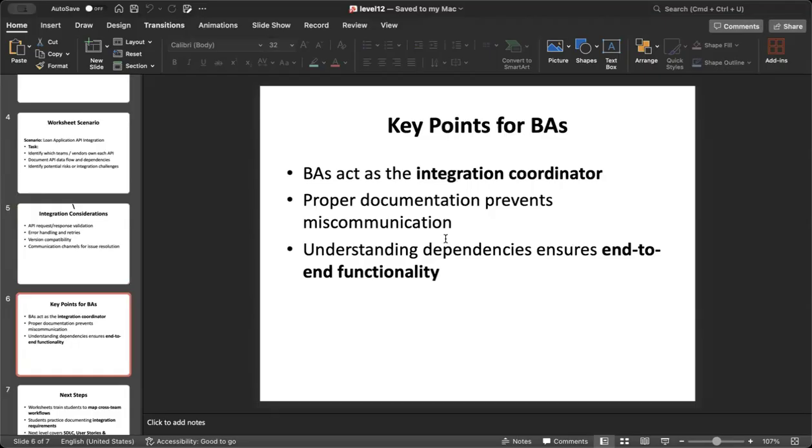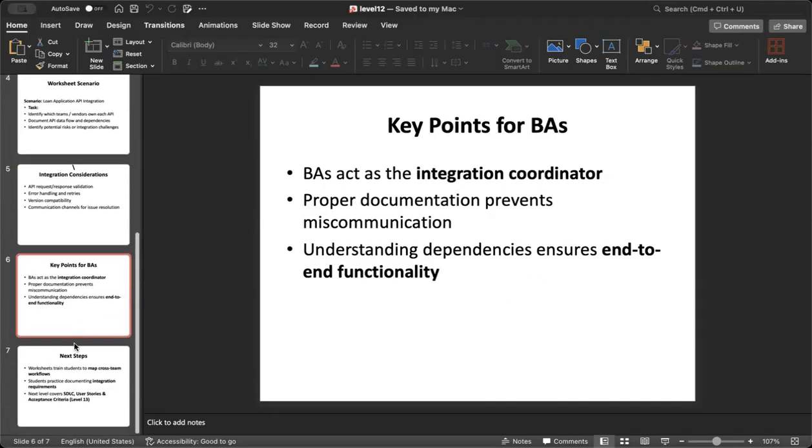Okay, so next point: as a business analyst, you act as an integration coordinator. You ensure all teams are aligned and speaking the same language. Proper documentation prevents miscommunication between teams, right? Understanding system dependencies helps ensure the entire process works end to end. That's the main idea.